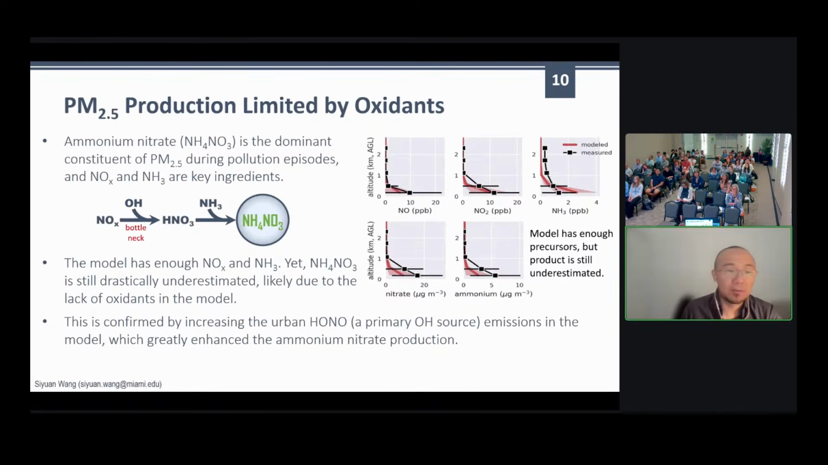From this very simplified diagram, we can see that the OH oxidation is a bottleneck here, and OH radicals are the most important oxidant in the atmosphere. So the underestimation of ammonium nitrate is likely due to the lack of oxidant in the model. We have a lot more details included in the paper discussing this effect, and if you're interested, feel free to ping me offline.